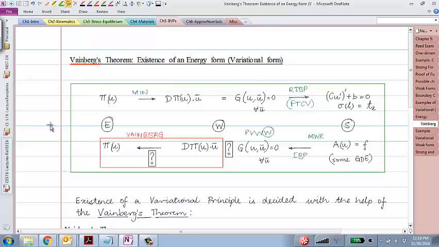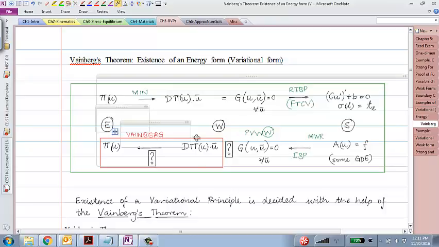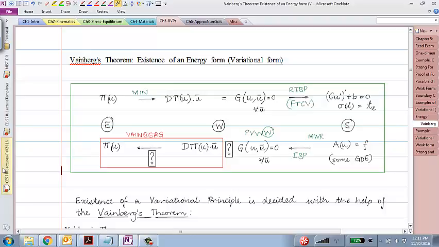Keep this picture in mind, okay? Strong forms, weak forms, and energy forms. The details and the algebra are not as important as being able to understand conceptually what these three different forms are. Essentially, they are solving the same problem, okay?